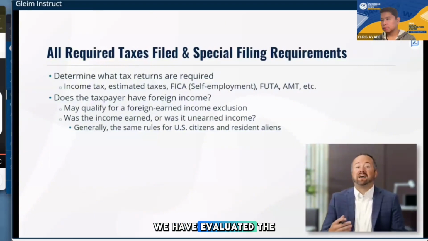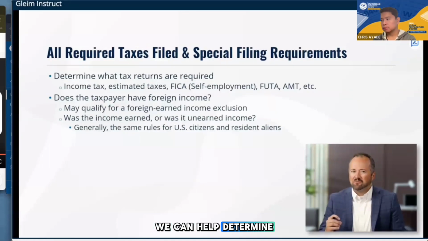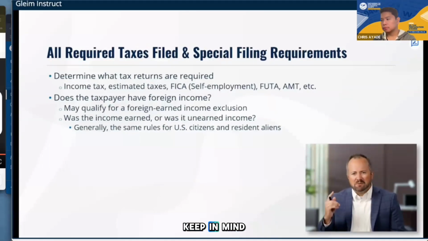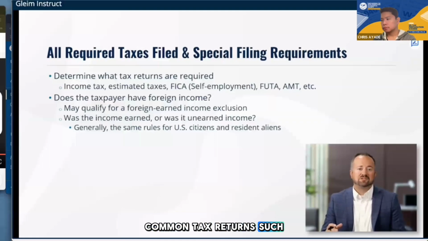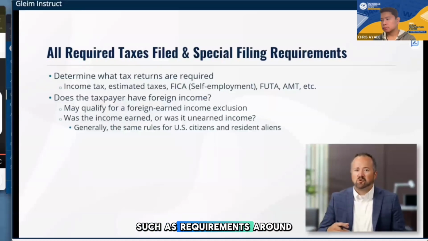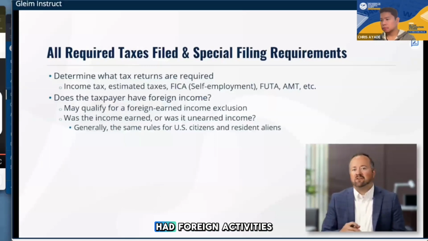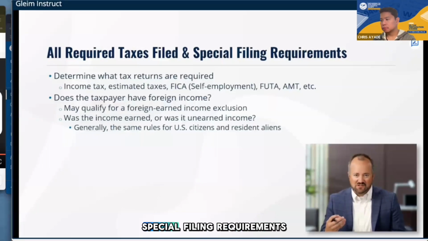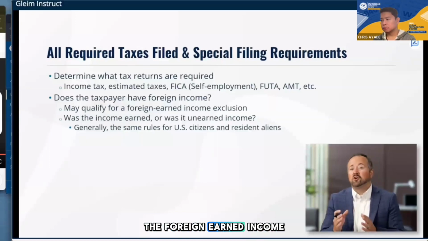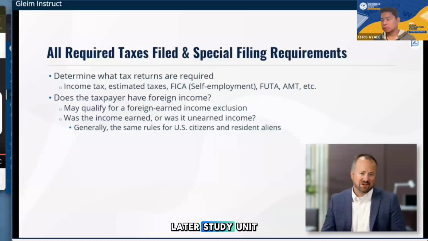All right, so now that we have evaluated the information returns, such as a W-2 provided by the client, we can help determine what tax returns are required. Keep in mind, there are some very common tax returns, such as the income tax return, while other returns may be somewhat rare, such as requirements around foreign activity. We'll want to ask the client whether or not they had foreign activity so we can evaluate special filing requirements. If the client indicates they had foreign income, we may qualify for the foreign earned income exclusion. We'll understand how these rules apply in a later study unit.